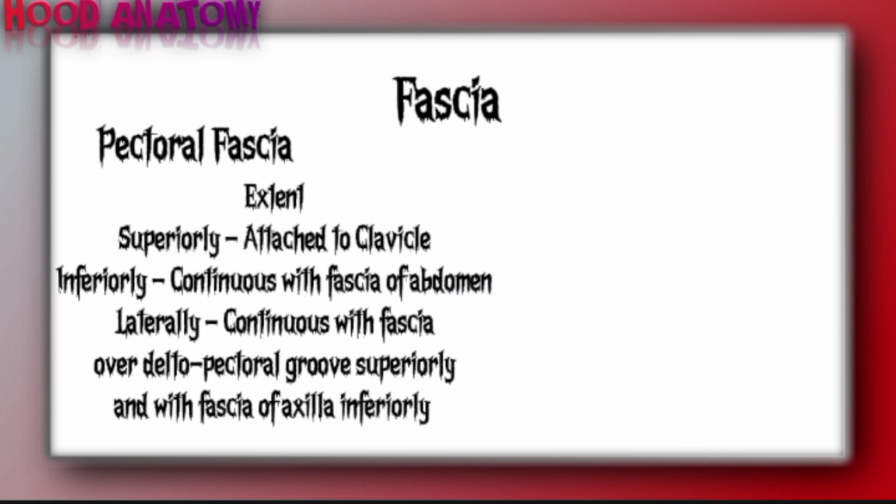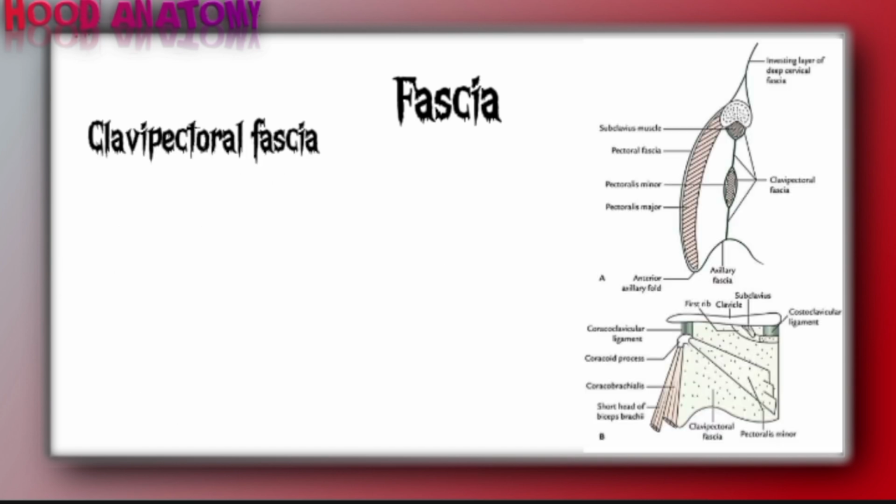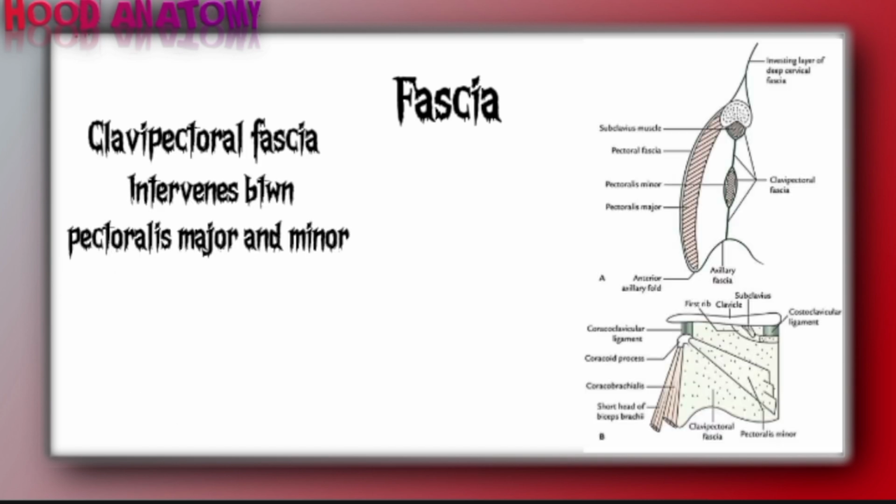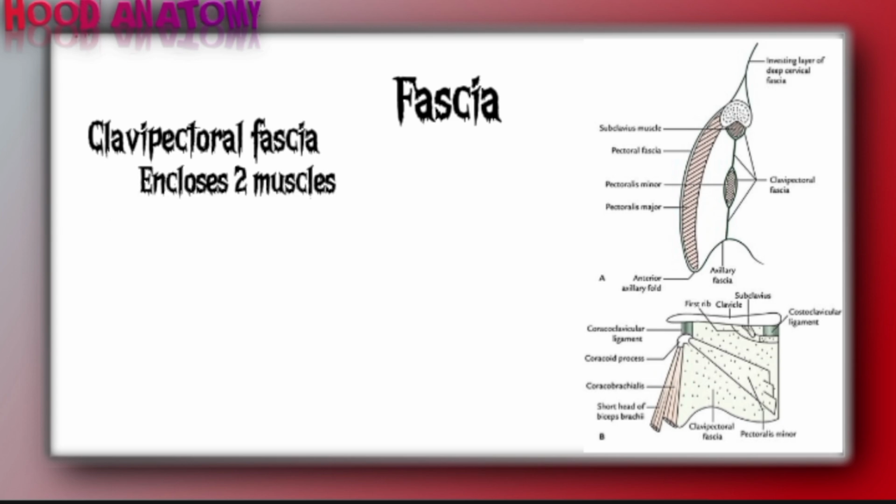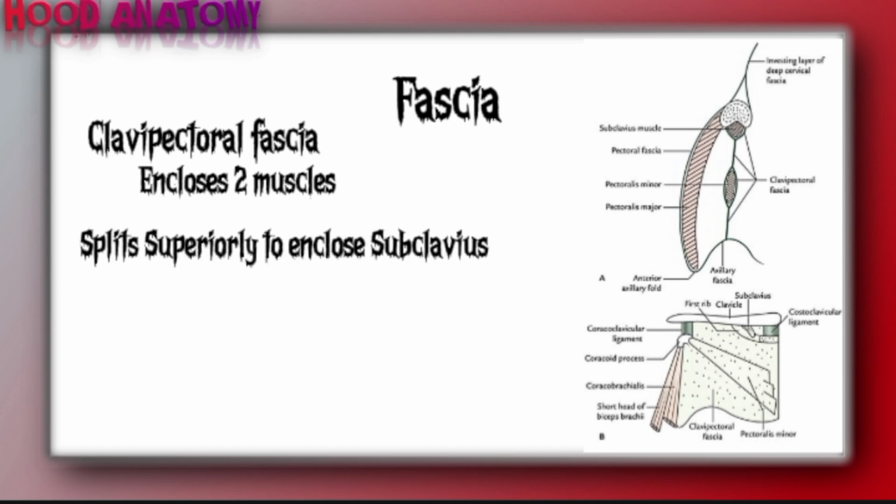Now the next thing we will look at is the clavipectoral fascia. Clavipectoral fascia is very strong. It is under the pectoralis major muscle but on top of the pectoralis minor, so it separates the two of them. Now, from up to down, this fascia encloses two muscles. If you look at it from up to down, the first one is the subclavius muscle. So it splits and encloses subclavius.